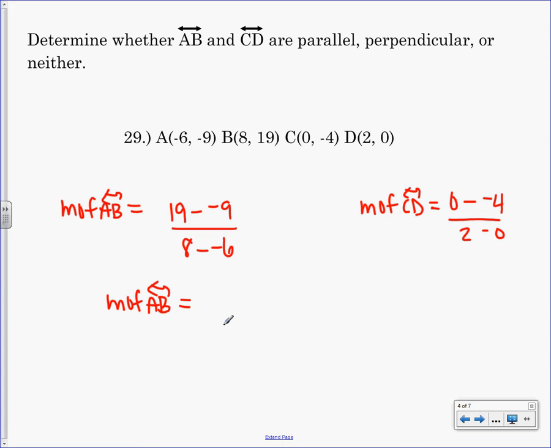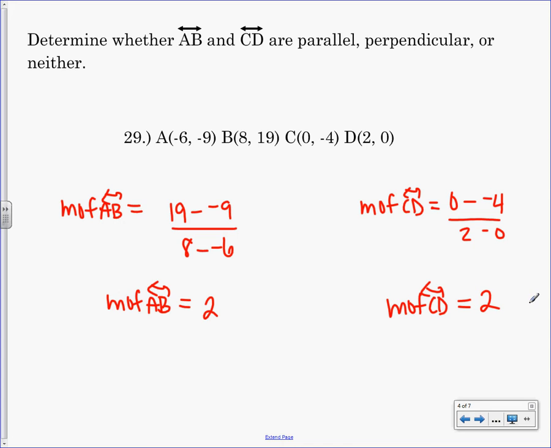What did the AB group get? 2? What about CD? 2? So take a moment with that. If you were in the AB group, at least write down the slope of CD. You don't have to do the work if you don't want to. And if you're CD, write down AB. Do you see what I'm saying? So that way we have both answers.